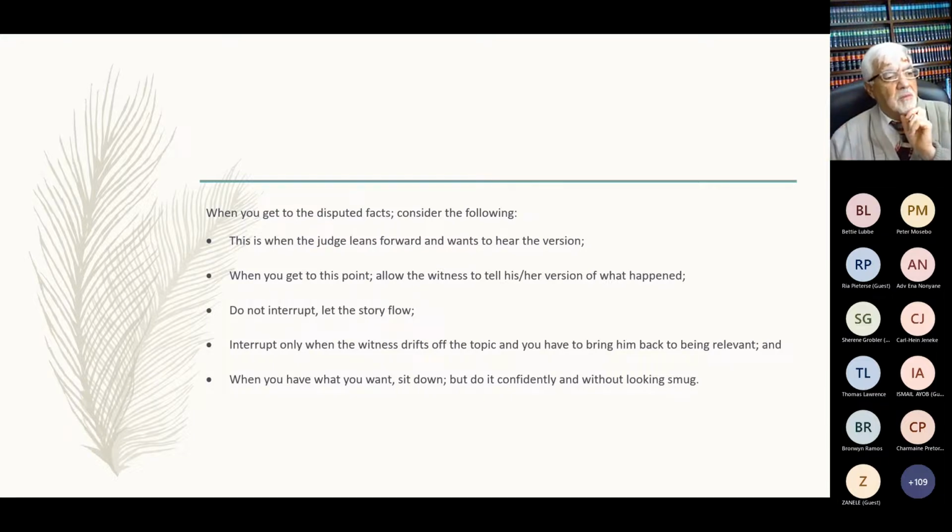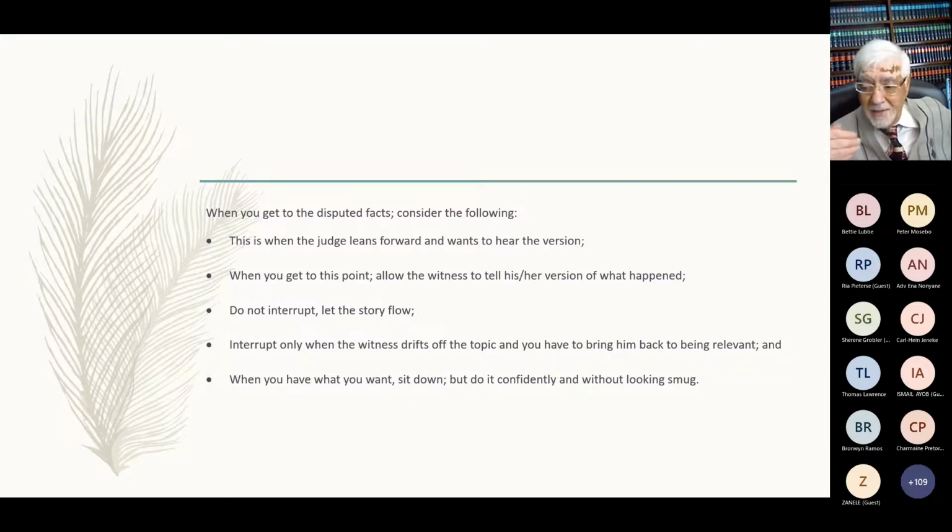Do the following when you come to the disputed facts. When the witness starts telling the judge the witness's version of the disputed fact, that's when the judge starts leaning forward and concentrates, because now this is what the judge needs to resolve the dispute. The judge wants to hear the version. Allow the witness to tell the version. Allow the witness to explain what happened. Don't interrupt. Let the story flow.